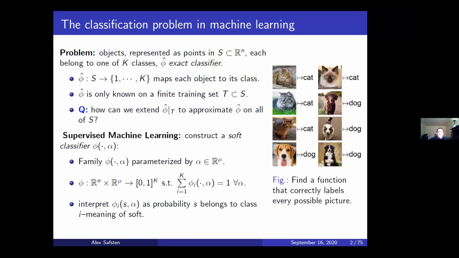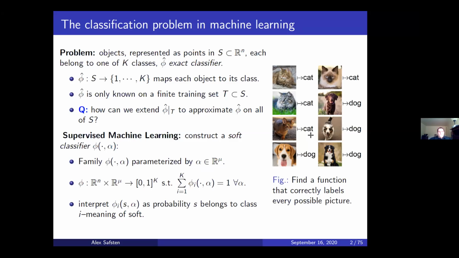As an example of the classification problem, we could try to find a function that places each picture of a cat or a dog into the class cat or the class dog. And so here's an example of 8 pictures, but of course there are many possible pictures of cats and dogs, and it would be challenging to find a function that would be able to take each one represented as a point in Rn and map it to the class cat or the class dog.